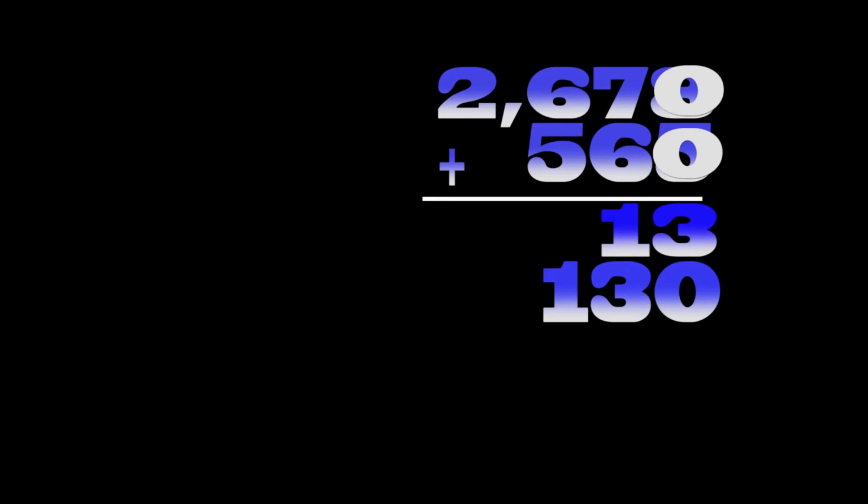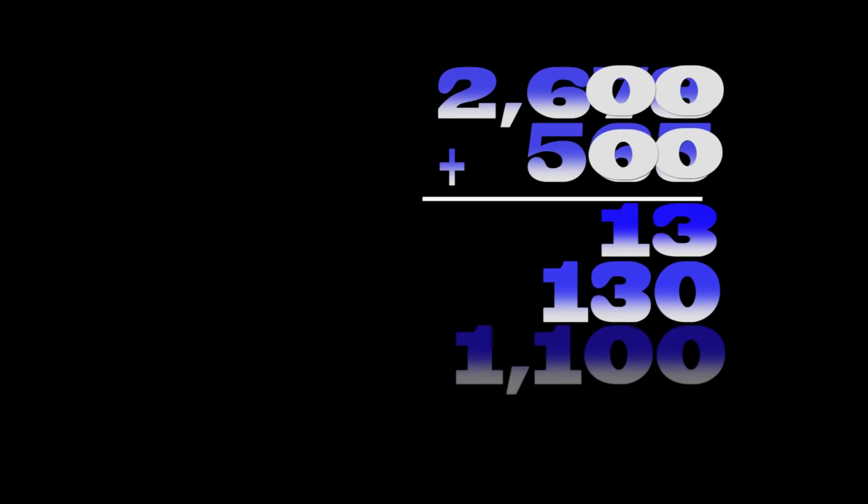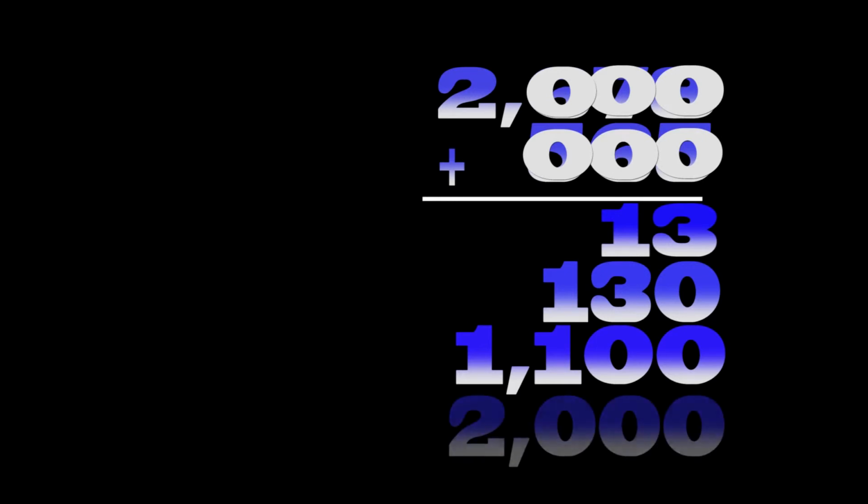Now that I've added the tens place, I'll put zeros there just to remind me that I'm finished with the tens place. I turn my attention now to 500 plus 600. The sum of 500 plus 600 is 1100. And since I'm done with the hundreds place, I'll put a zero there. And for the thousands place, 2,000 plus nothing remains 2,000. That 2,000 from my addend is no longer there, so I'll remind myself by putting a zero.